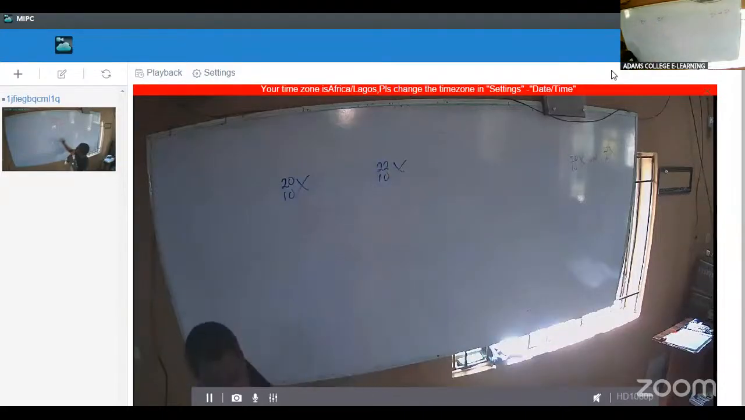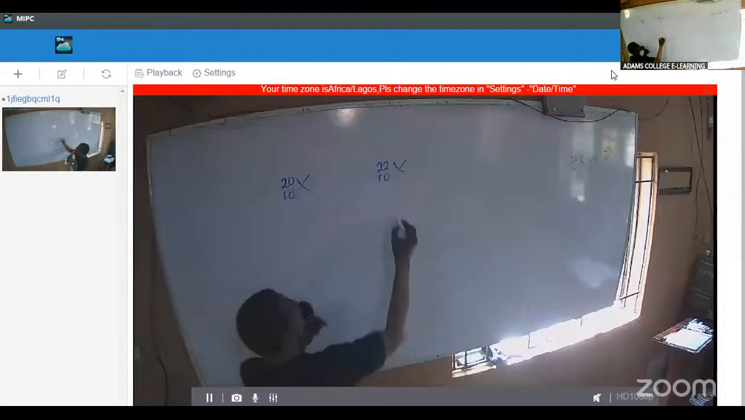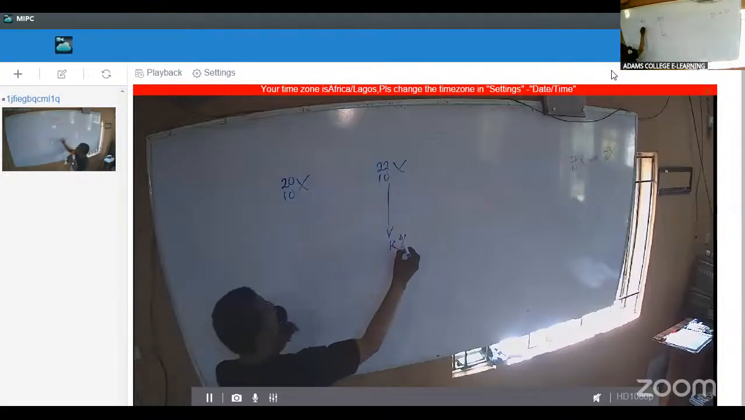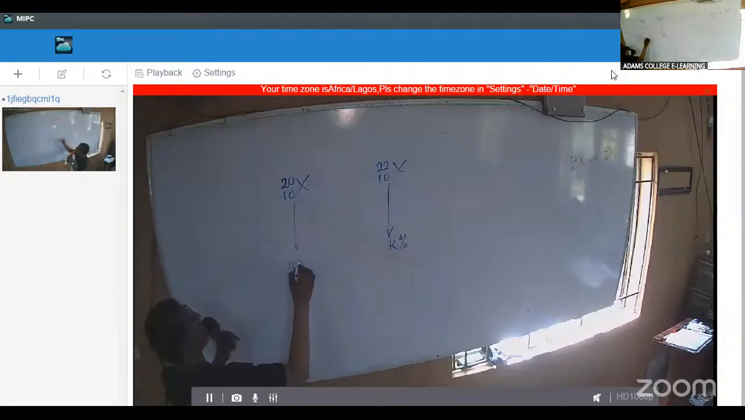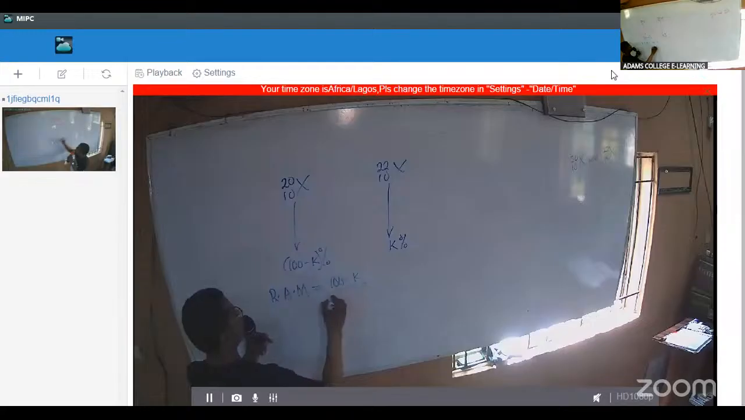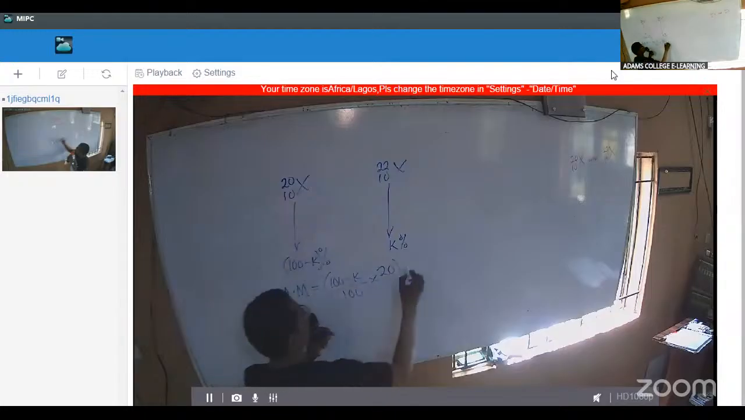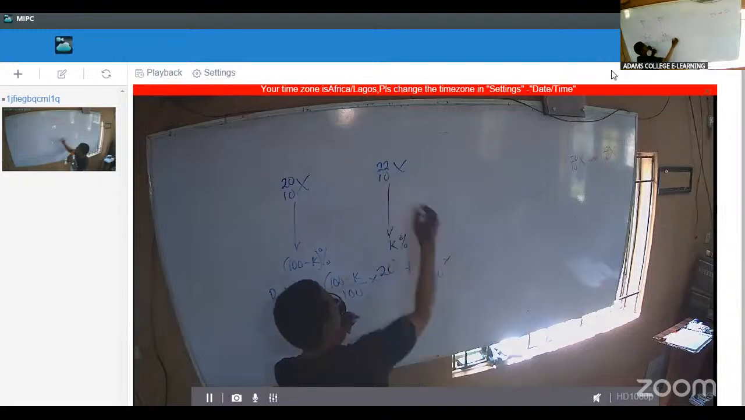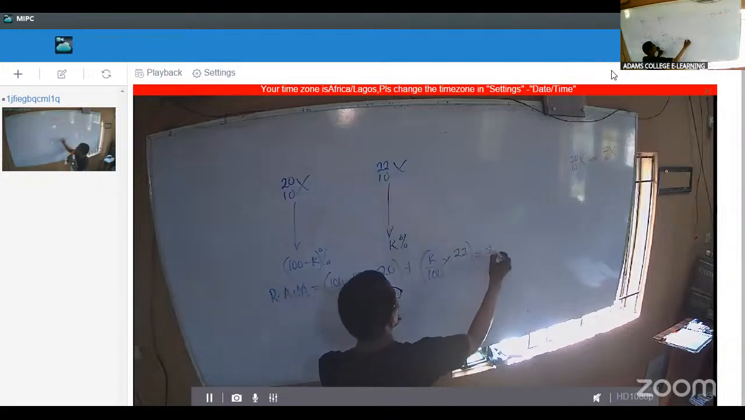Now, they didn't give us the percentage by mass. So let this percentage be maybe X or Y, because we have X there before. Let's call it K. K percent. This one will now be 100 minus K percent. We are looking for that K. So relative atomic mass, RAM, will now be (100 minus K) over 100 times 20, plus K over 100 times 22, equals how much?